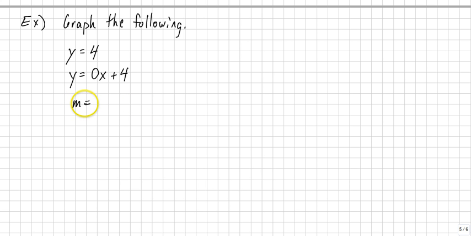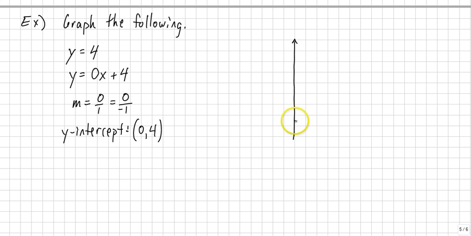So the slope would be 0 over 1, which is the same thing as 0 over negative 1. And our y-intercept would be 0, comma 4. So we'll go ahead and draw a coordinate plane, x-axis, y-axis. Put our tick marks on there. And we'll plot our y-intercept, so 1, 2, 3, 4.